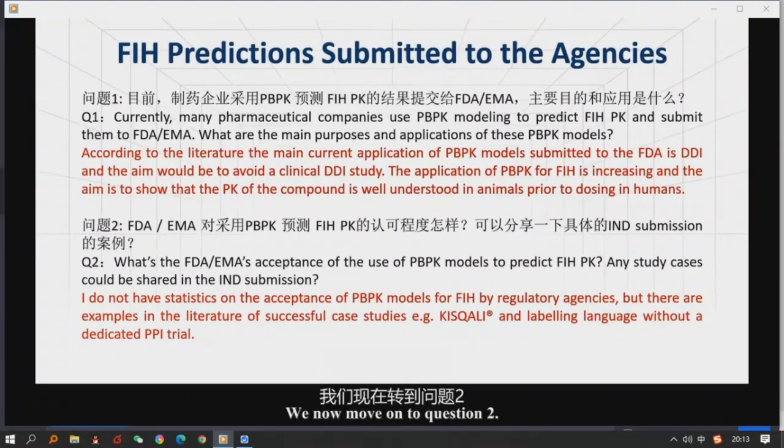We now move on to question 2. What is the FDA and EMA's acceptance of the use of PBPK models to predict first-in-human PK? And are there any case studies that could be shared in the IND submission? So I do not have statistics on the acceptance of PBPK models for first-in-human by regulatory agencies. But as we've seen, there are examples in the literature of successful case studies. For example, Kisqali and the labeling language without the dedicated DDI trial.